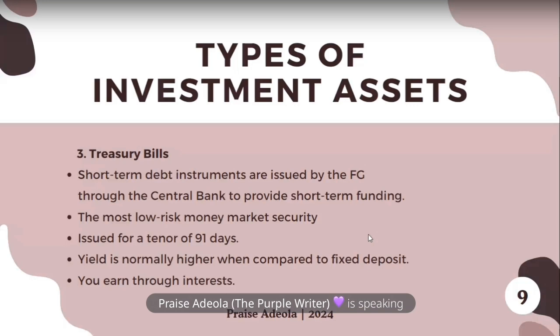Now, thirdly, treasury bills. Now, treasury bills is a short-term instrument issued. Oh my God, this is 9:03, so I'll quickly wrap up. Treasury bill is a short-term instrument issued by the federal government through the central bank to provide short-term funding.